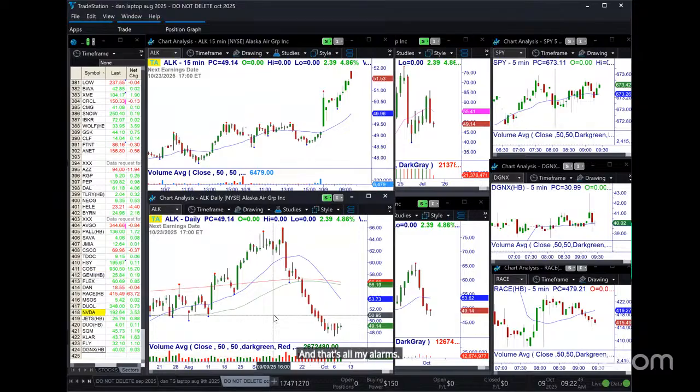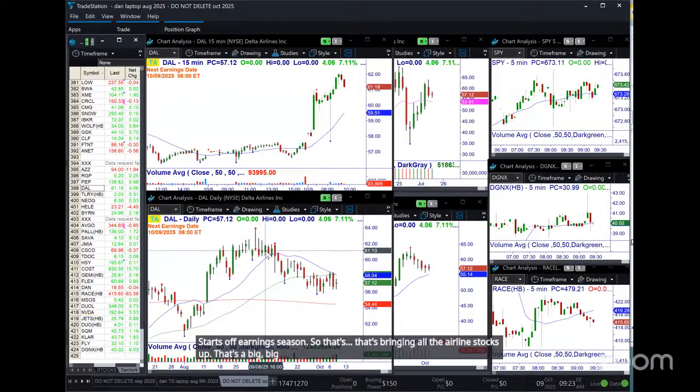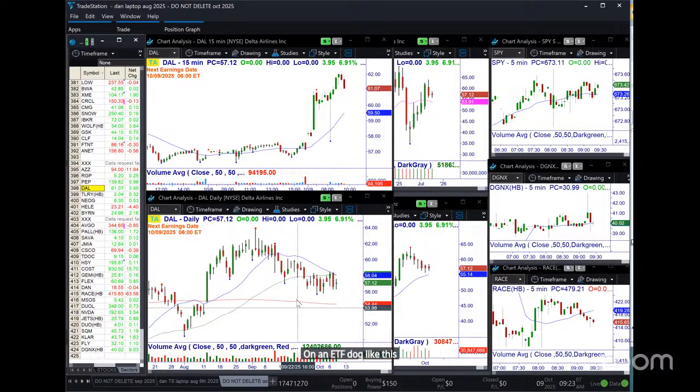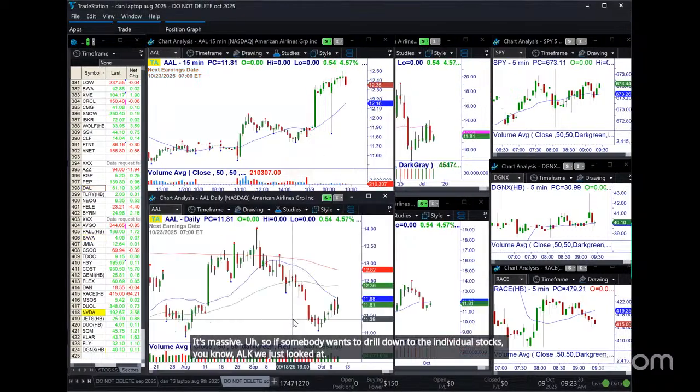Let's go to earnings here. Delta Airlines typically starts off earnings season, so that's bringing all the airline stocks up. That's a big gap on an ETF like this. To be gapping up $3 is massive. So if somebody wants to drill down to the individual stocks, okay, I'll do a couple real quick.